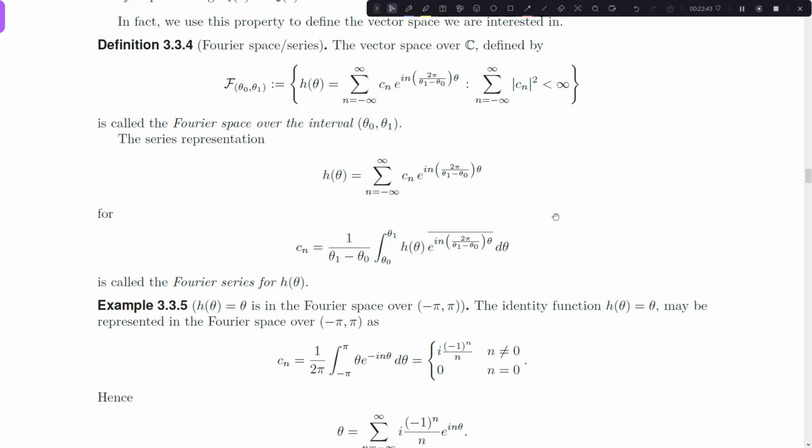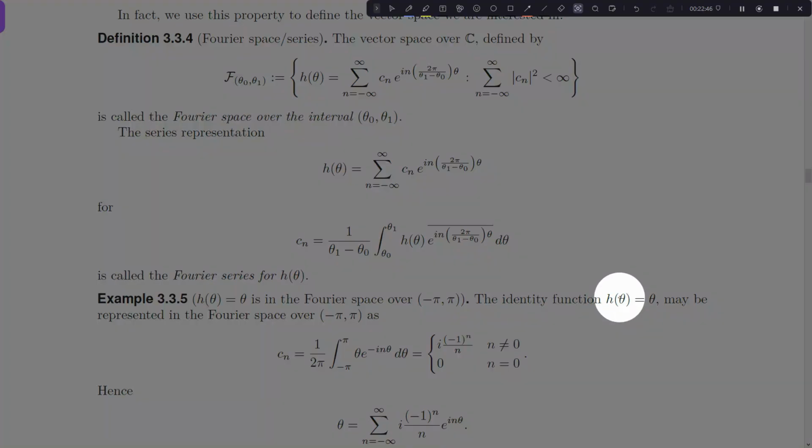So if we look at an example here, we can represent the identity function, h of theta equals theta. We can represent that as a Fourier series in the Fourier space, and every Fourier space must be paired with an interval, which it's a space over. So I'm going to choose minus pi to pi here, and I can grab the identity function, and I can compute using the definition above. I can compute, letting theta 1 be pi and theta 0 be minus pi, the following integral for c sub n. If I compute that integral, it doesn't take me very long, one round of integration by parts, and I'm there, to see that c sub n is always going to be i times negative 1 to the nth power divided by n, so long as n is non-zero.